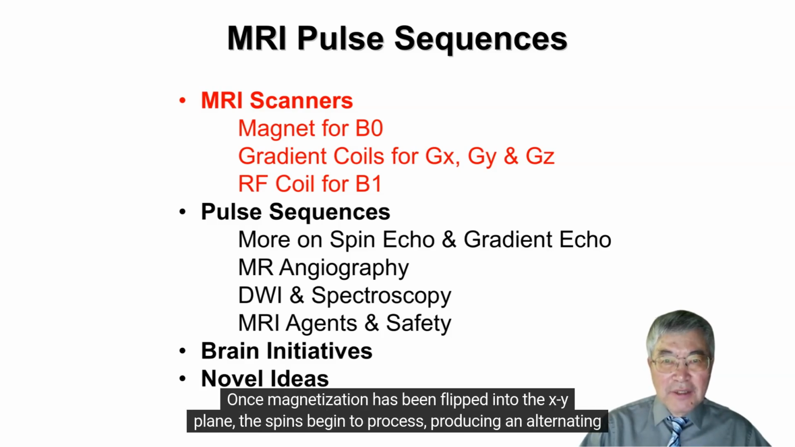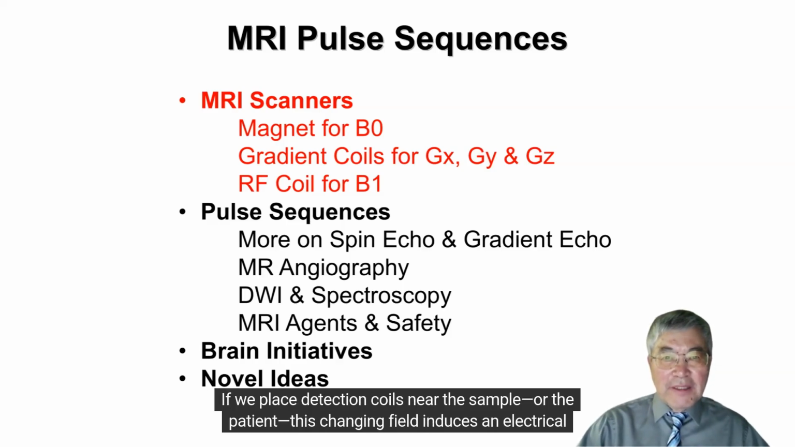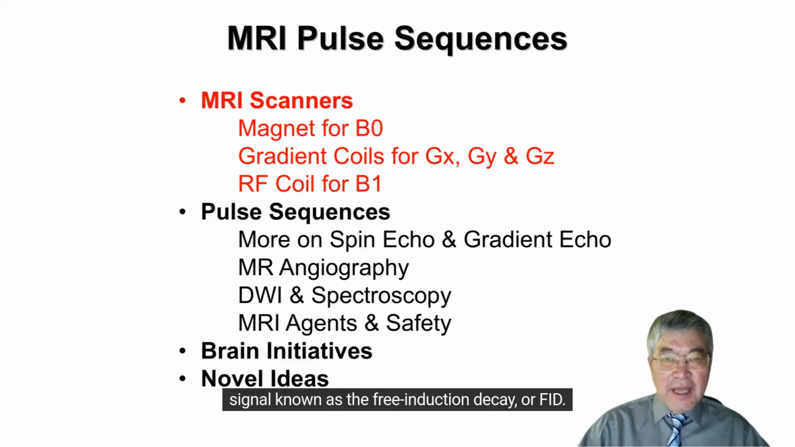Once magnetization has been flipped into the XY plane, the spins begin to precess, producing an alternating electromagnetic field. If we place detection coils near the sample or the patient, this changing field induces an electrical signal known as the free induction decay, or FID. That is the fundamental signal we detect in MRI.